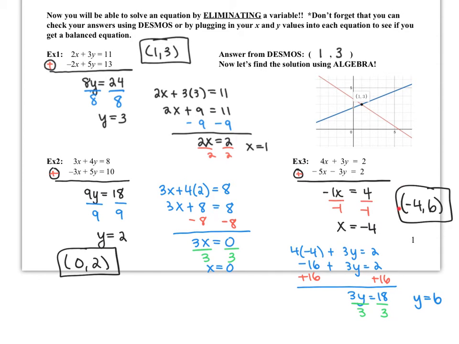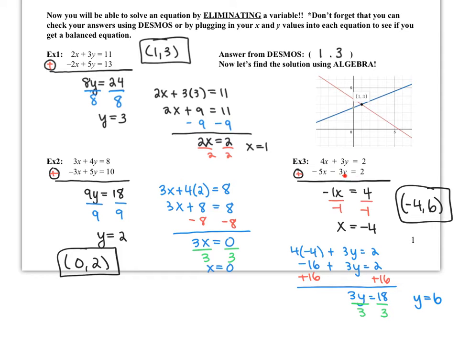So my final answer, or my point of intersection, is going to be negative 4, 6. To finish getting x isolated, I divided both sides by negative 4 to get an x coordinate of negative 4. I then replaced negative 4 in my top equation. 4 times negative 4 was negative 16, plus 3y equals 2. I then added 16 to both sides. 3y equaled 18, and then divided both sides by 3 to get my y coordinate of 6.